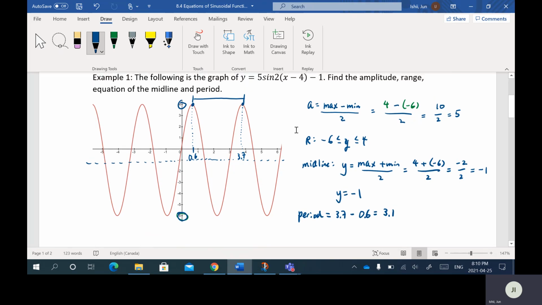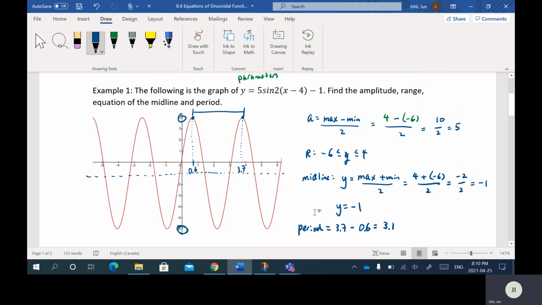So we found, just from the graph here, the amplitude, the range, the midline, and the period. Now what I want to do is take a look at the equation and see what we can see as, not coincidences, but just numbers that line up.